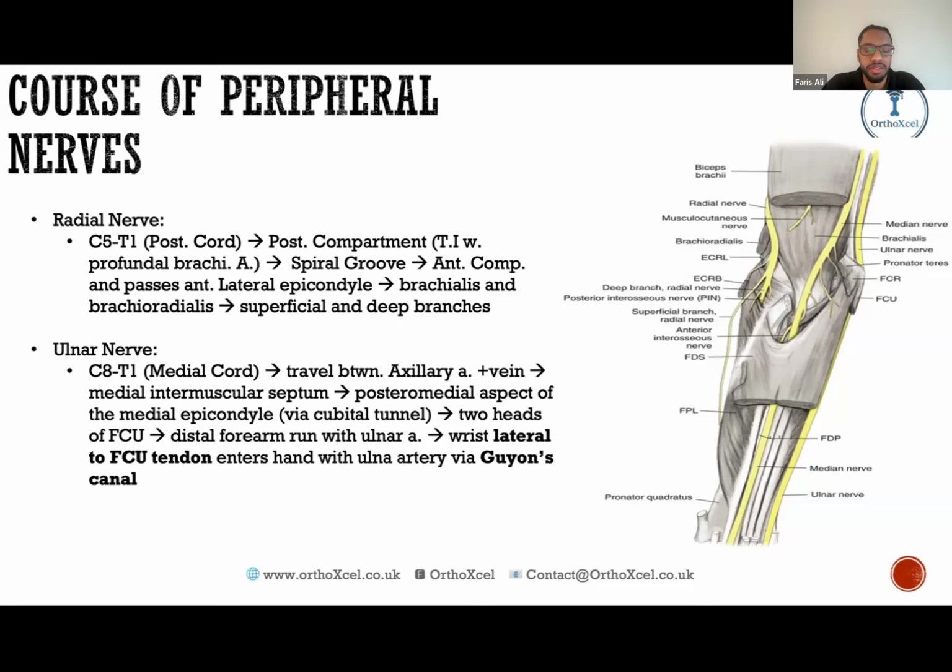So you can say that the ulnar nerve originates from the medial cord, from C8 to T1, travels between the axillary artery and vein, goes into the medial intermuscular septum, and then the posterior medial aspect of the medial epicondyle through the cubital tunnel. Then it goes through the two heads of the FCU, and then distally runs with the ulnar artery, and then it enters the hand with the ulnar artery via Guyon's canal. So you can just summarize it very small. As long as you mention these main buzzwords on where it's located, then you'll be fine.